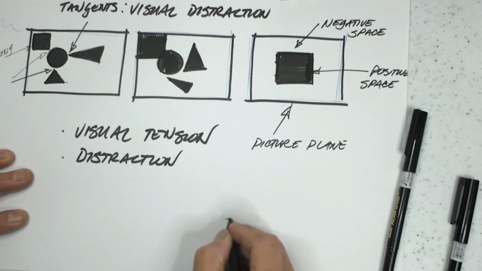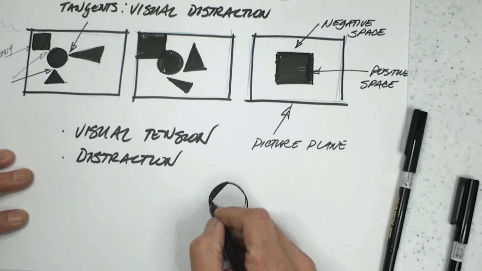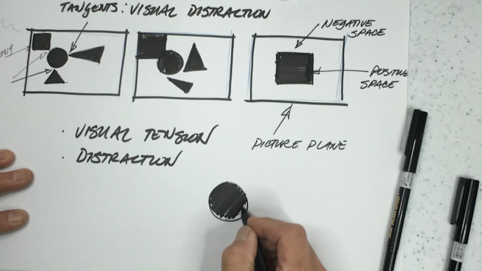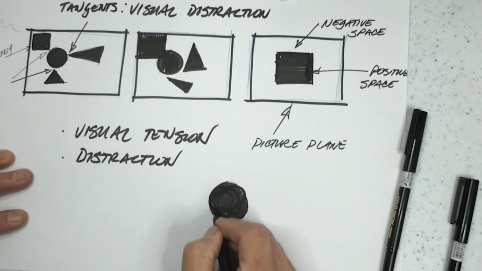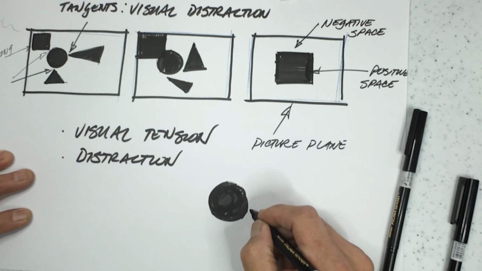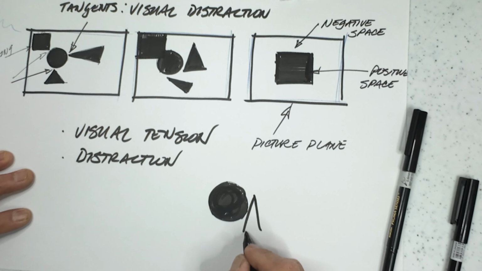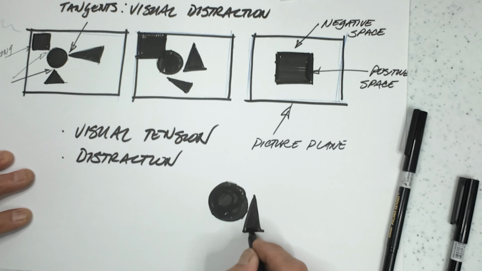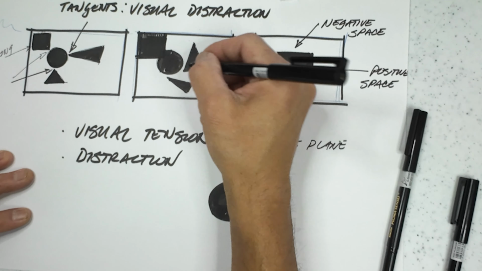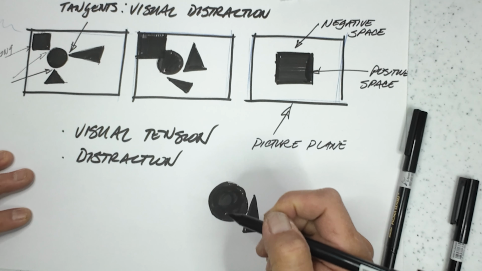But let's say this circle is really this close to the triangle, that's a tangent. But you double the space, even triple the space, it changes. Does that make sense? Yes.